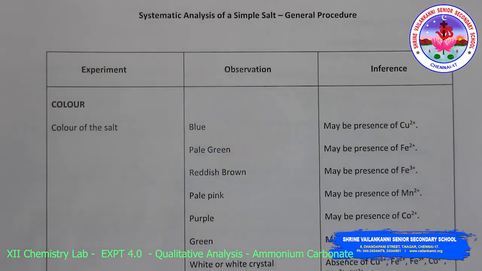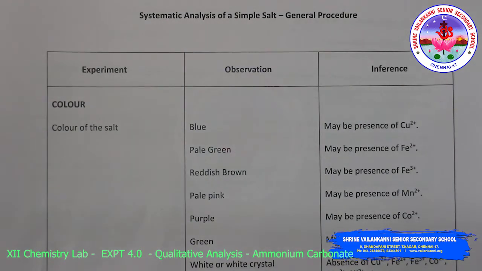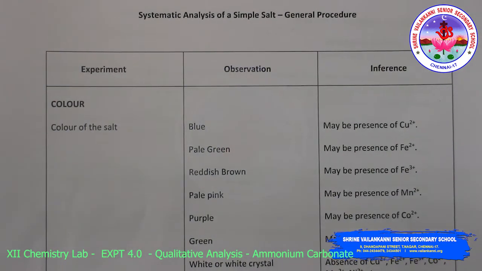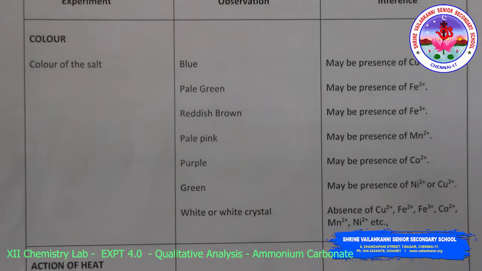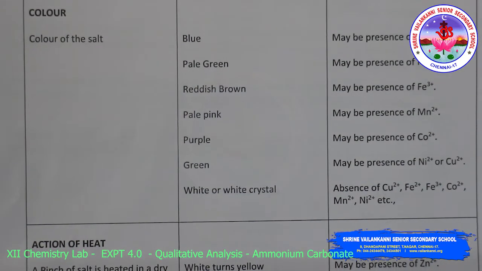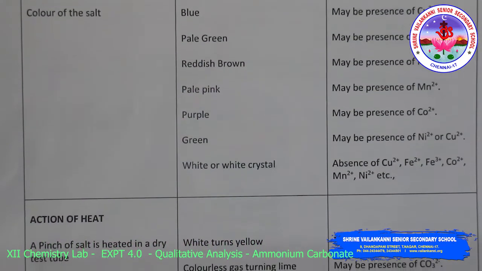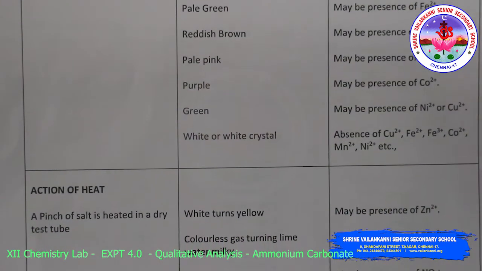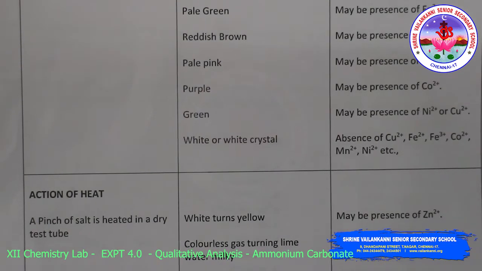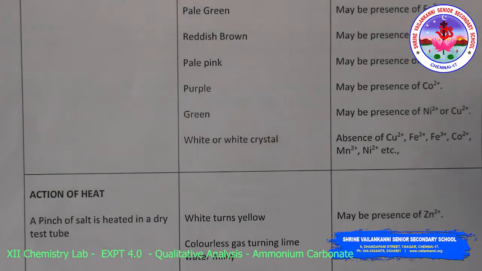If the substance shows blue, there may be presence of copper; pale green, may be presence of ferrous; reddish brown, may be presence of ferric; pale pink, may be presence of manganese; purple, may be presence of cobalt; green, may be presence of nickel or Cu2+, that is copper. White or white crystal means absence of the above salts, that is Cu2+, Fe2+, Fe3+, Co2+, Mn2+, Ni2+, like this.